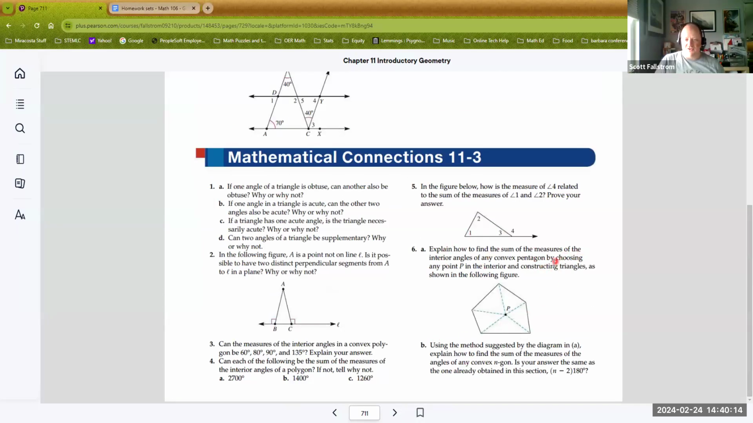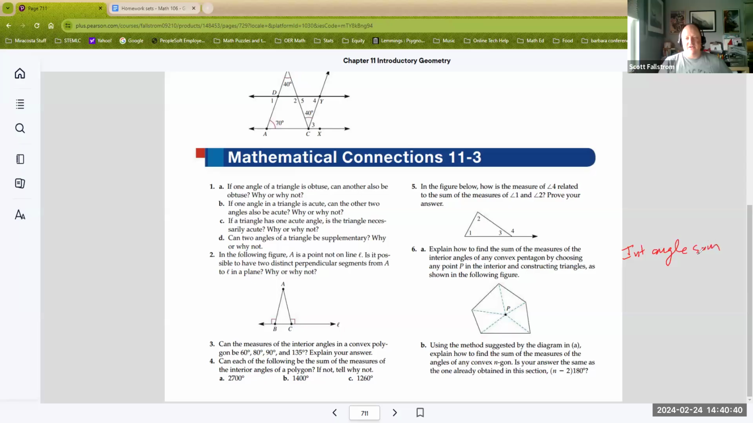How to find the sum of the measures of the interior angles of any convex pentagon by choosing any point in the interior and constructing the triangles as shown. So you need to tell someone how they can do that. How can I use this to find the total number of angles? Well, at this point, you should have a few things under your belt. So you should know the interior angle sum of a triangle. Like that is something at this stage where you should be like, yep, I got it. I know it. I use it. I'm good. And then take a look at the picture that they've drawn.